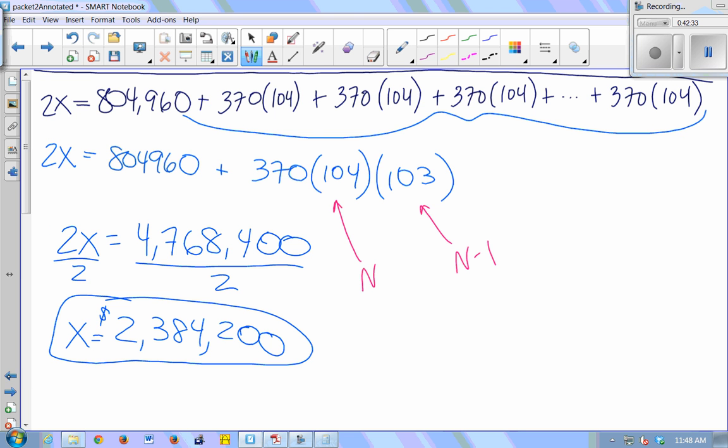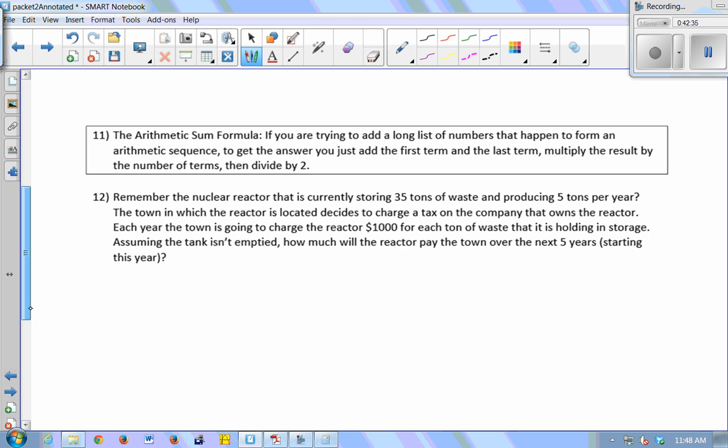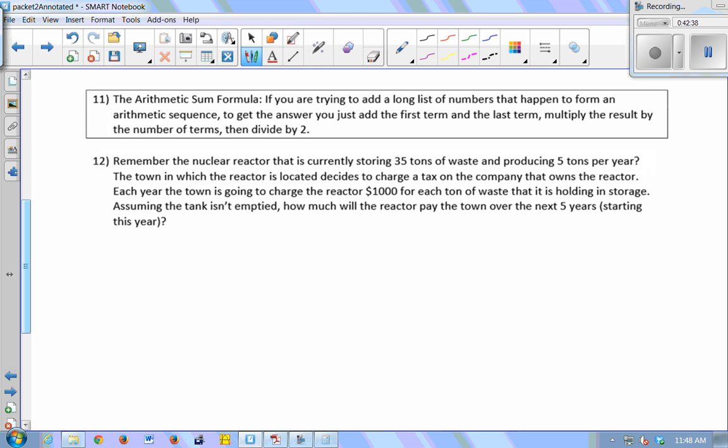Let's go back to the arithmetic sum formula. If you're trying to add a long list of numbers, and that long list of numbers happens to form an arithmetic sequence, where each number is increased by the same amount every time, to get the answer, you can just add the first term and the last term, and multiply the result by the number of terms, then divide by 2. So the first term and the last term, multiply by the number of terms, then divide by 2.